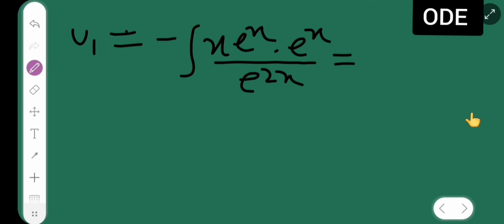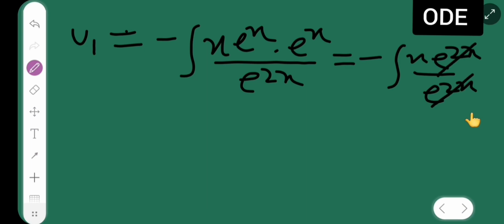Now this is equal to what? Minus integral of x e raised to power of 2x upon e raised to power of 2x, right? Now this will get cancelled. So what will remain? Minus x. So minus the integral of x with respect to x, so x square upon 2. So this is my u1.